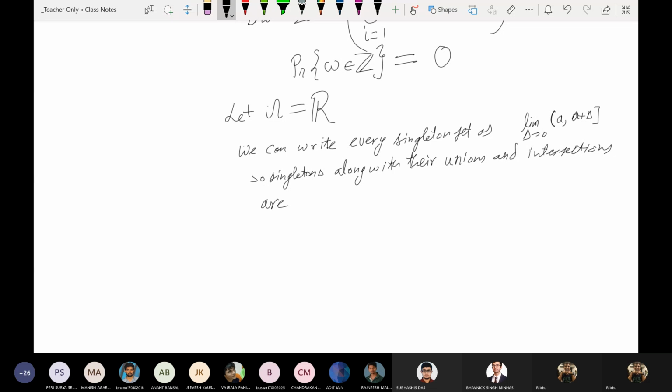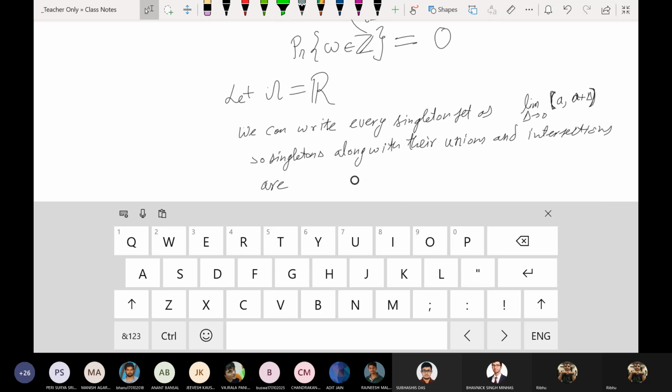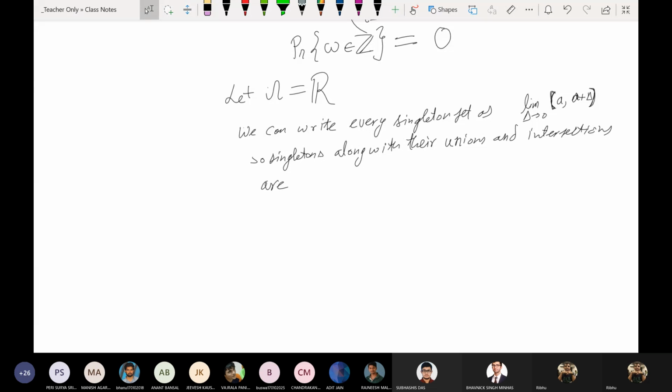Fine. So this is fine now. Left part, make it closed bracket; right part is open. This is fine now. So we can write every singleton set like this. So singleton sets along with their unions and intersections are elements of the event space. Fine.